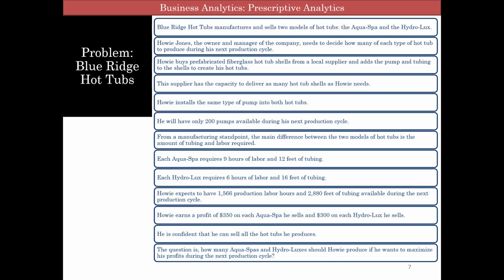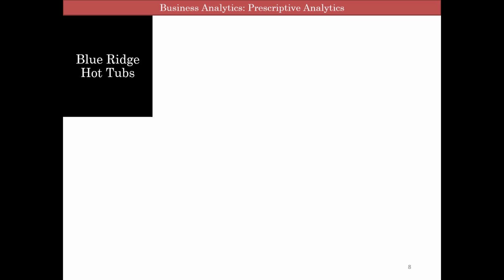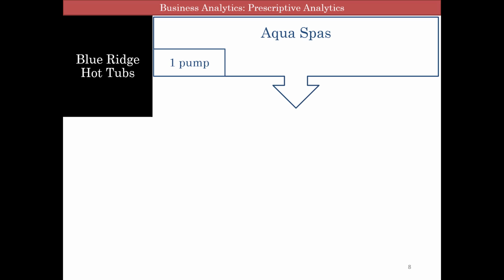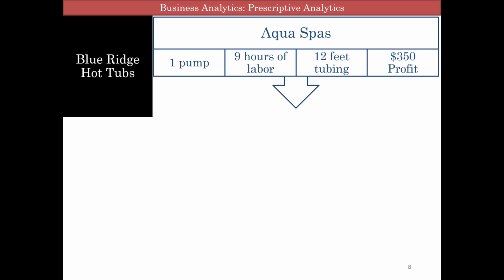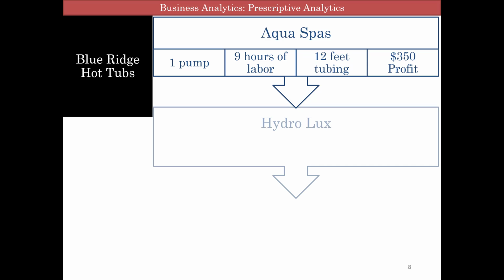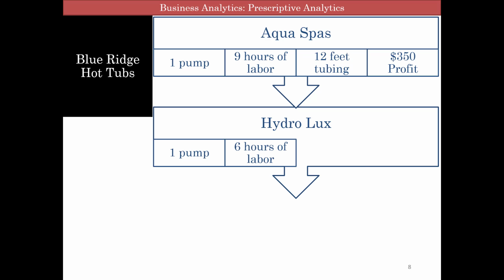profit, right? And so let's rethink this model. The first thing you got to do with all these problems is take a pen and paper and start removing all the words and just putting the numbers down, right? So let's look at this problem. So you have Aquaspas, which require one pump, 9 hours of labor, 12 feet of tubing, and it's $350 in profit, right? You have Hydroluxes, second product, which needs one pump, 6 hours of labor, 16 feet of tubing, and has $300 profit. And what is available?